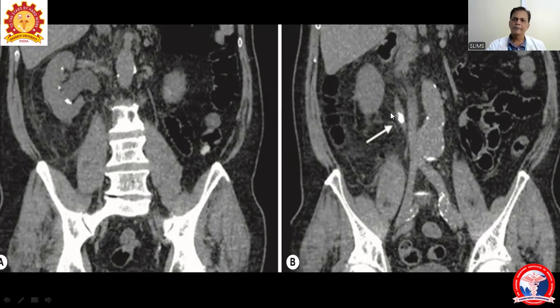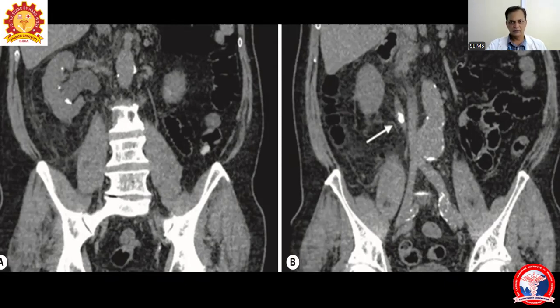We can see the CT scan images. We get to see the calculus almost 100% of the time, and this ureteric calculus is seen here in the mid ureter, mid upper ureter. It is a little elliptical, and it is causing back pressure changes, so the upper ureter is dilated and it is hydroureter.